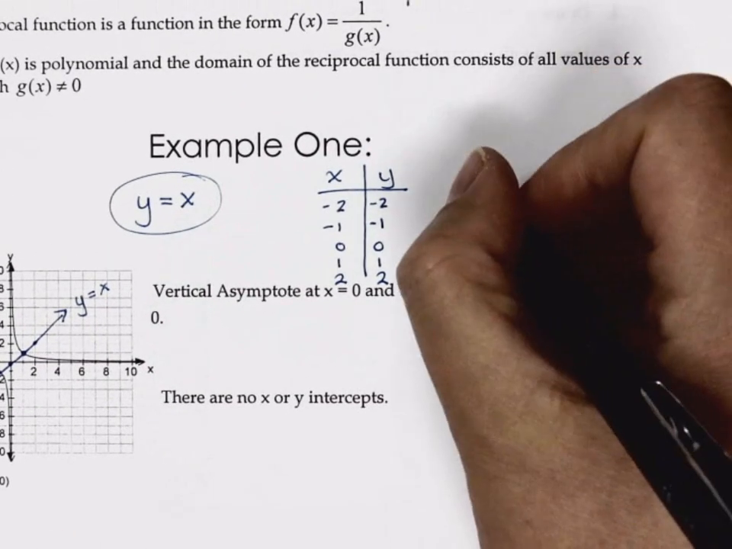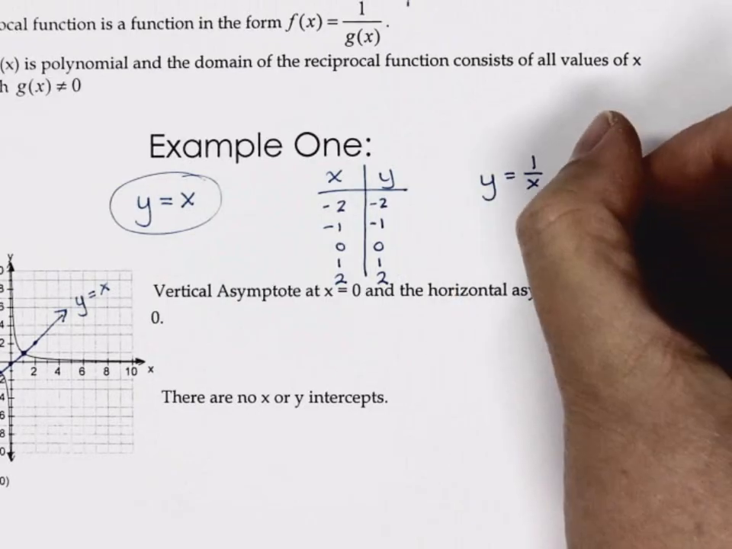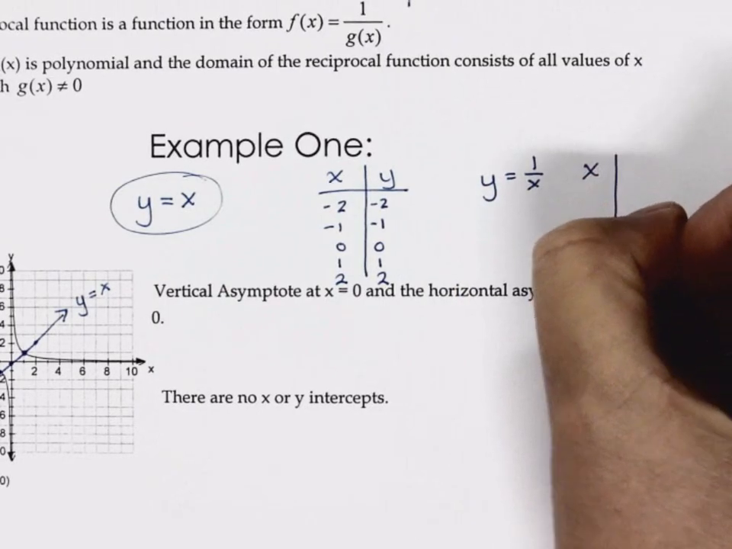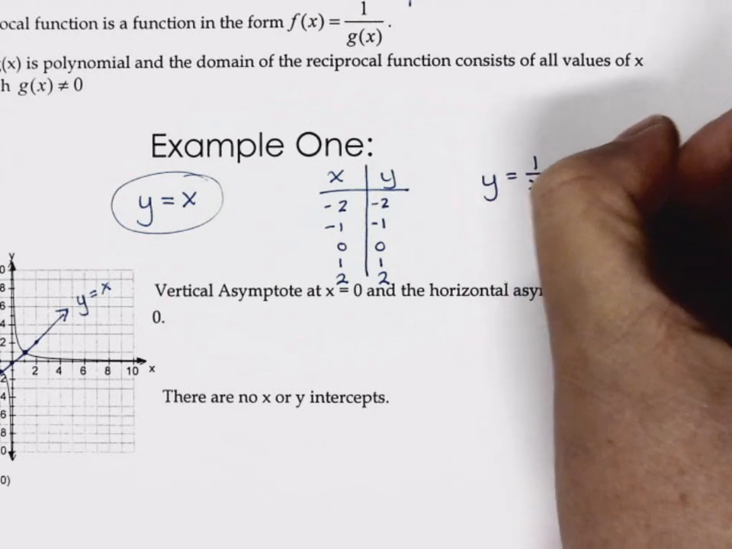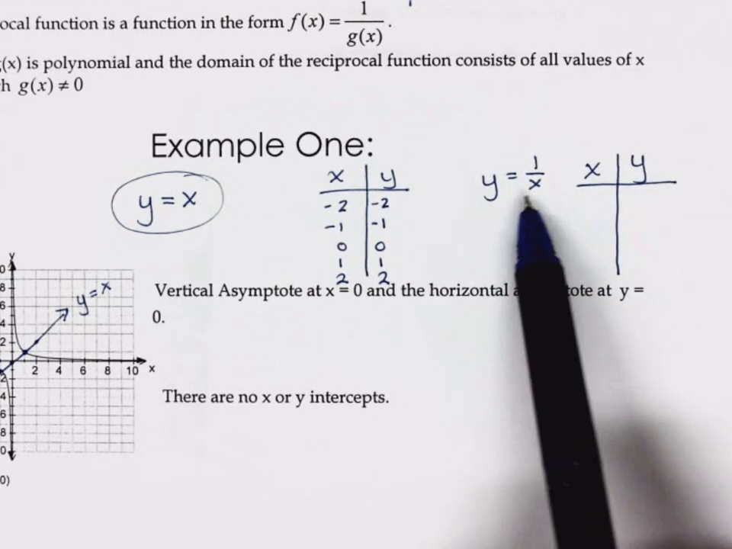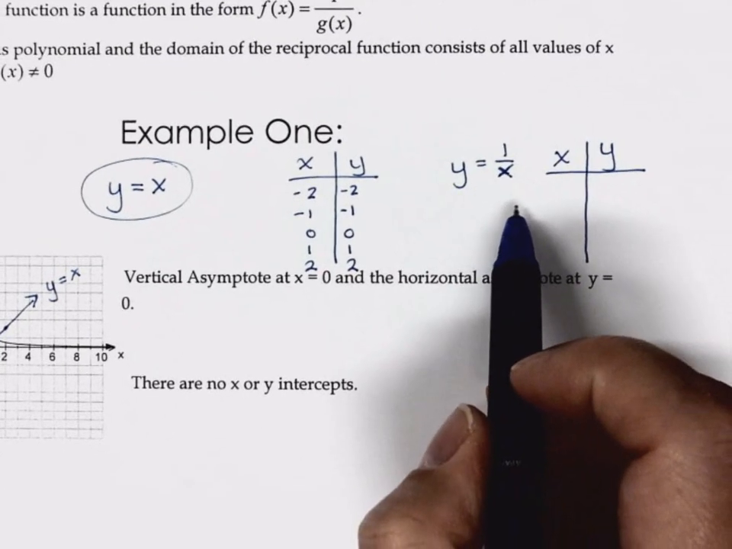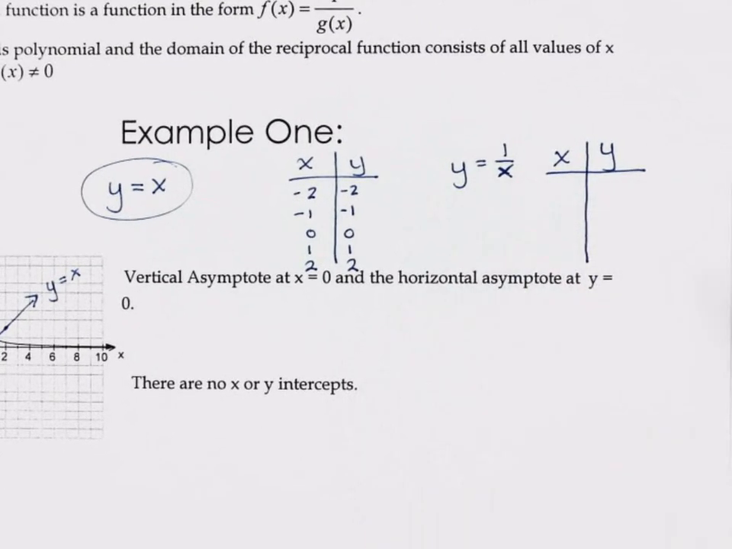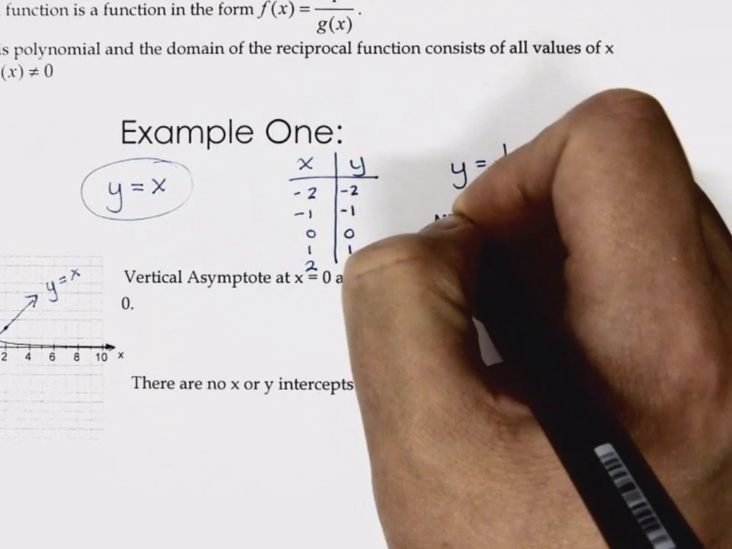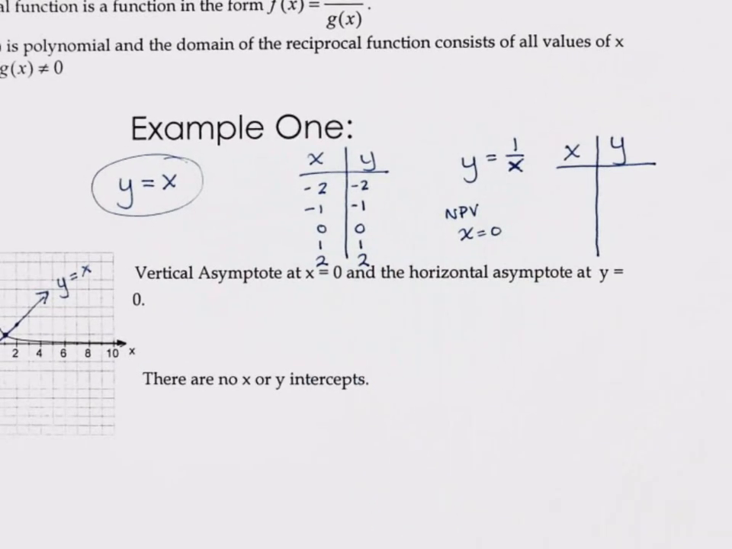But if I were to do the reciprocal function, and I were to create a table of values for it, what is the non-permissible value of this function here? 0. X cannot equal 0, right? So the NPV here is x cannot equal 0.